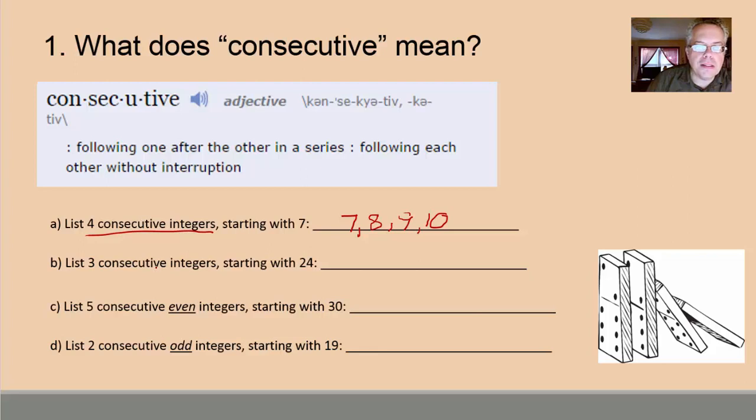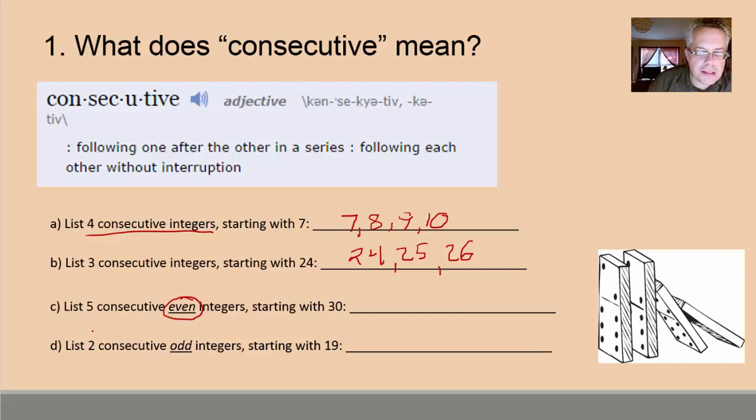Okay, B, list 3 consecutive integers starting with 24. So my first one's going to be 24. My next one would be 25. And the last one, 26. Sometimes they specify just even or odd.